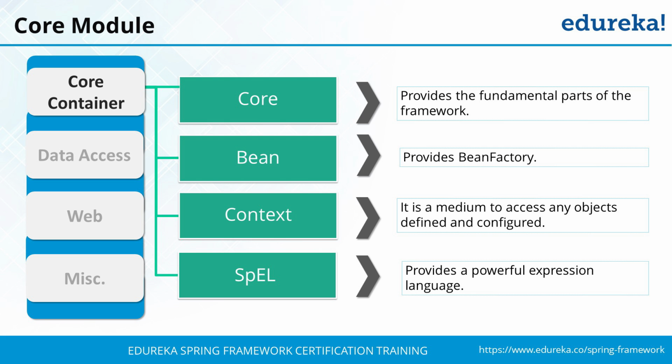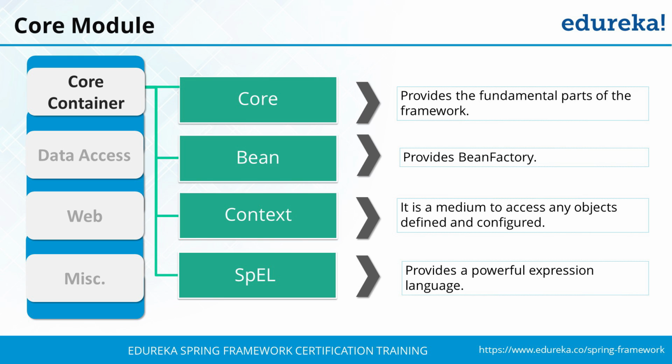All right, guys. So what and all are the modules? So we're gonna discuss the core module over here. So the core module or the core container is having four of these major key concepts. The first is core. So that's like the fundamental part of the Spring framework. Then we got the bean, which is provided with the help of a bean factory. So it's like a container which is going to generate the bean. Bean is nothing, it's an object, guys, right? So it's an object. We got the context. It's a medium to access any objects defined and configured.